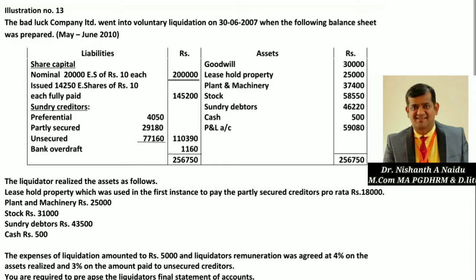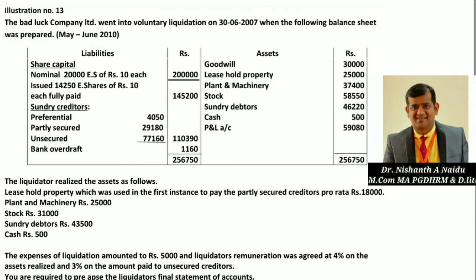And in the adjustment he has given clearly what all the assets are realized and how much the value of those realized assets is. And he said especially about leasehold property, which was used in the first instance to pay the partly secured creditors pro rata rupees 18,000. While settling partly secured creditors, we have to take the leasehold property first, so that we settle. While solving the problem, you are going to understand how to consider that 18,000 rupees. Then the rest remain the same, that is plant and machinery 25,000, stock 31,000, sundry debtors 43,500 and cash 500. Then the expenses of liquidation 5,000 rupees, and the remuneration is 4% on all the assets realized and 3% on the amount paid to the unsecured creditors. So these are the things we have to consider while solving.